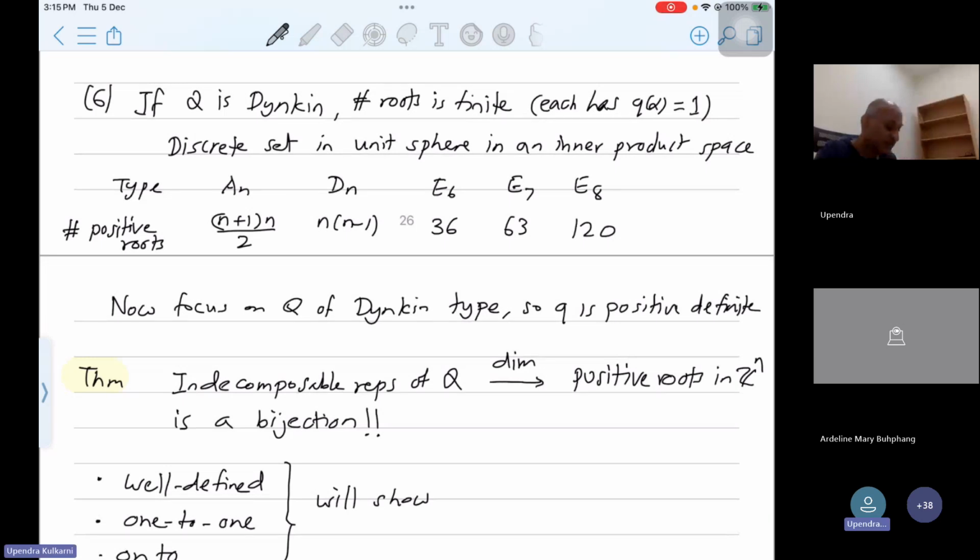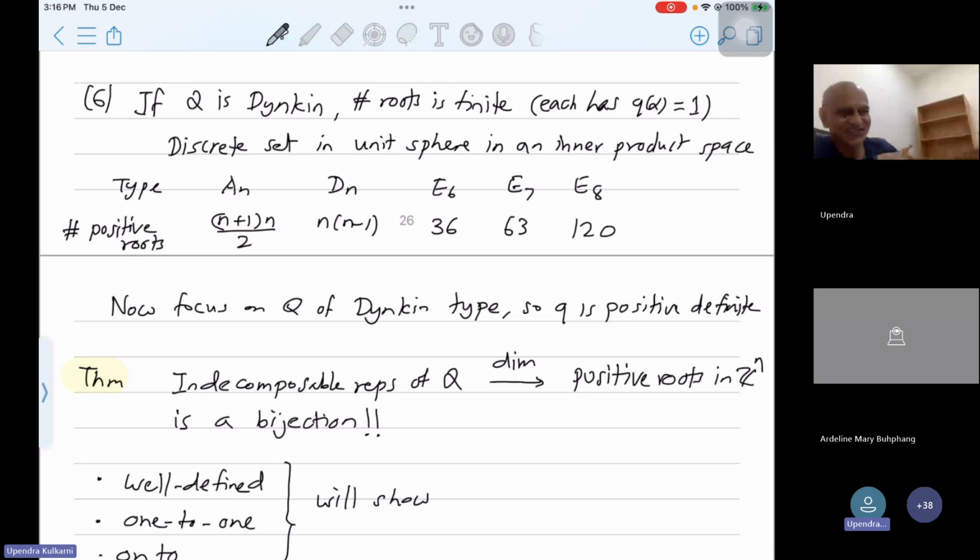So now let's focus on the Dynkin case. What this means is that each of Q alpha is 1. There are no zeros anywhere. Now I claim that the number of roots is finite. But this is okay because if you want a formal proof, think of this Zn as sitting in Rn. And I have a positive definite bilinear form that makes this into a Euclidean space.